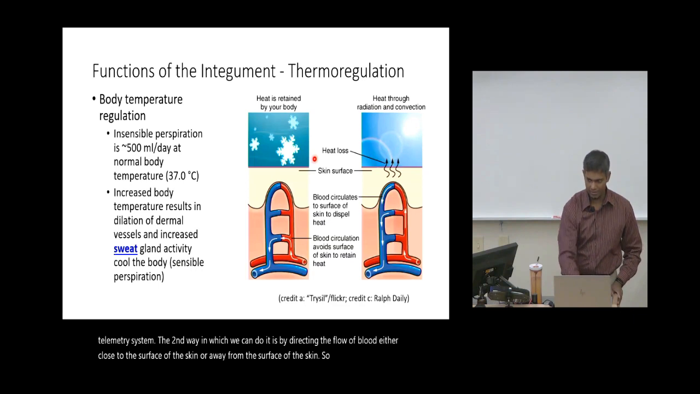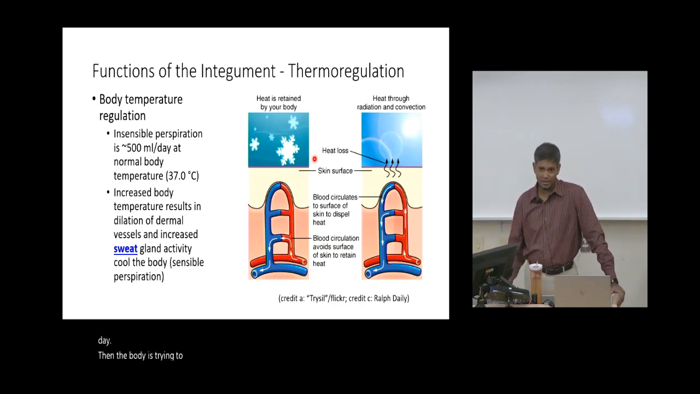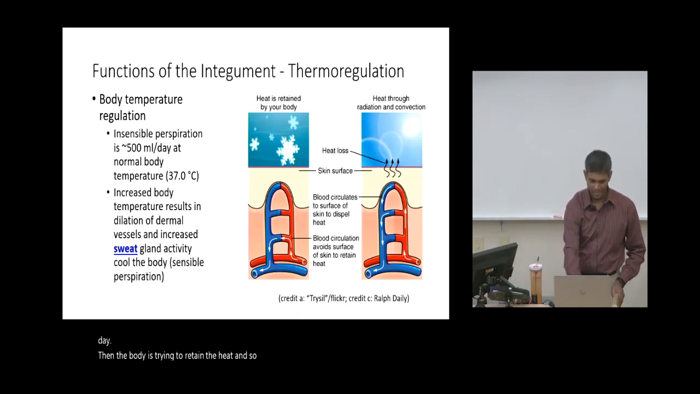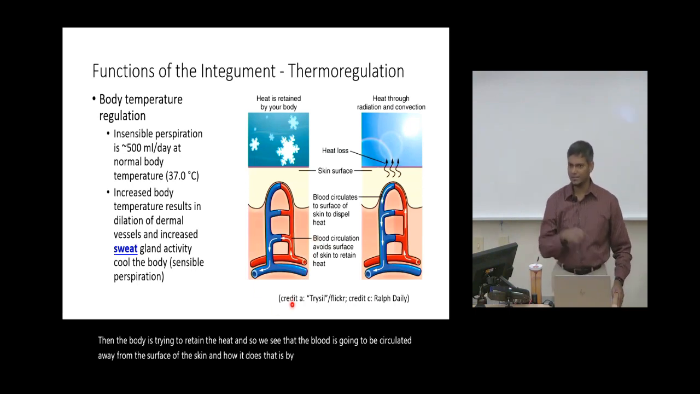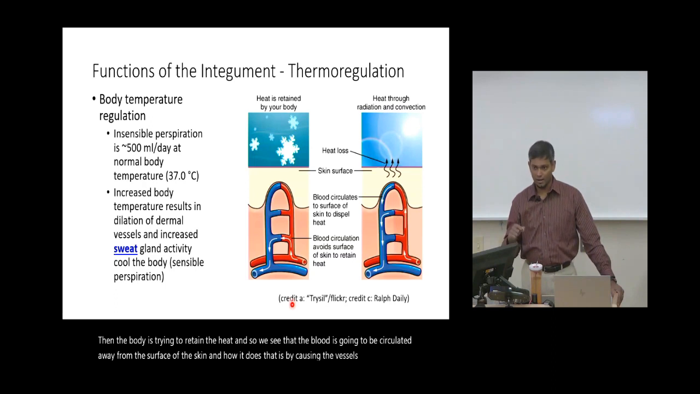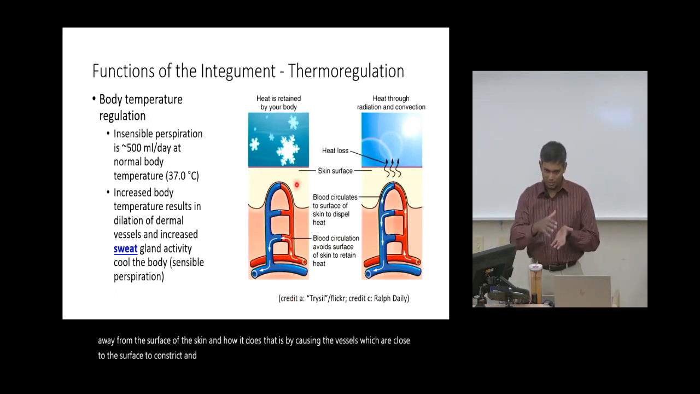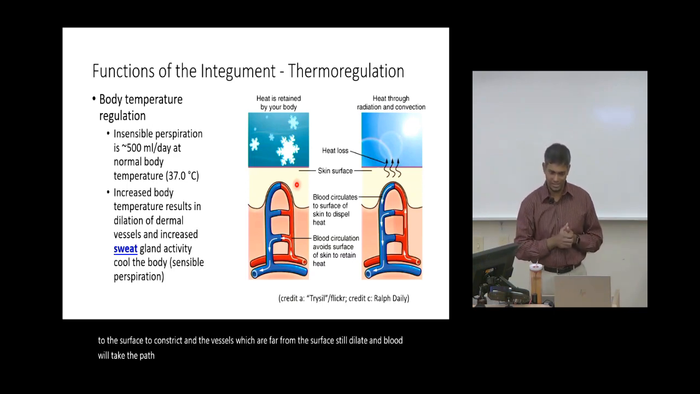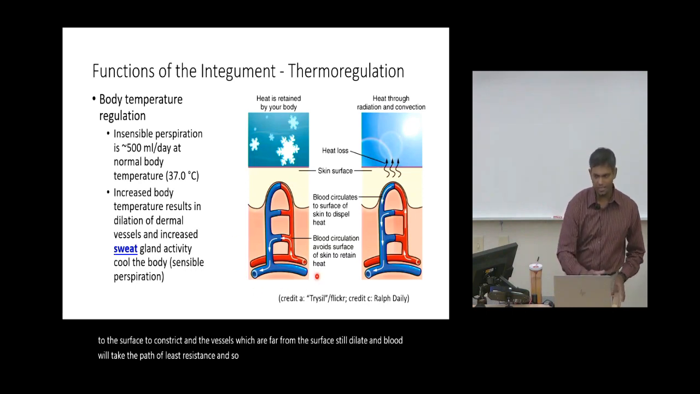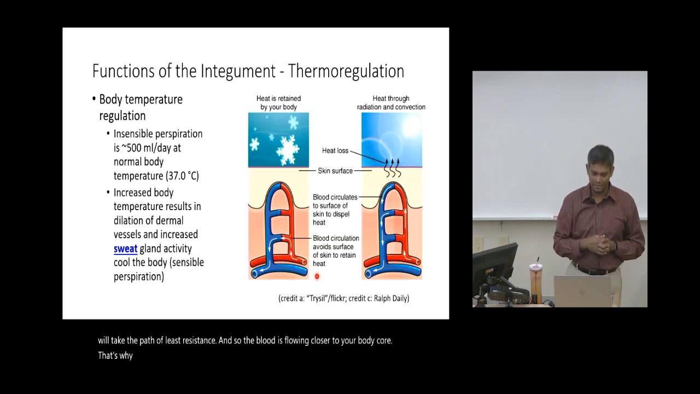So let's say it's a very cold day, then the body is trying to retain the heat, and so we see that the blood is going to be circulated away from the surface of the skin. And how it does that is by causing the vessels which are close to the surface to constrict, and the vessels which are far from the surface to dilate, and blood will take the path of least resistance, and so the blood is flowing closer to your body core, and that's why temperature can be retained.